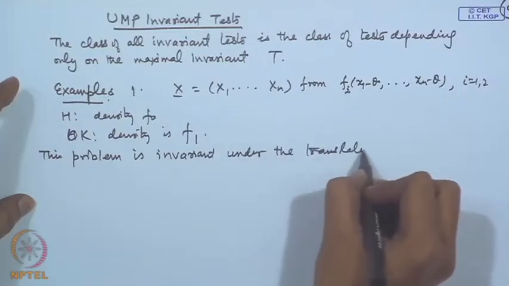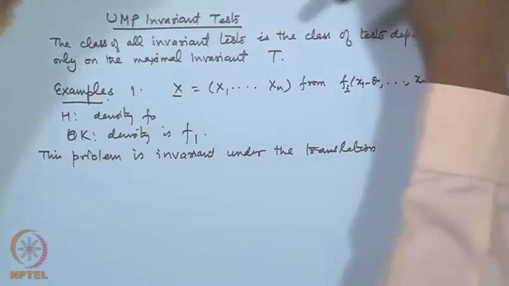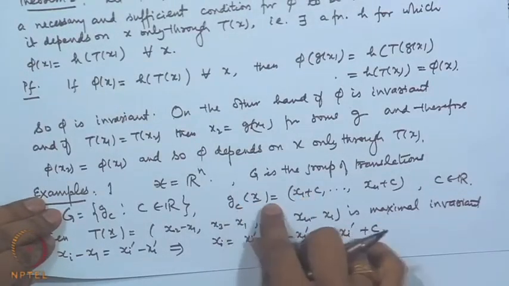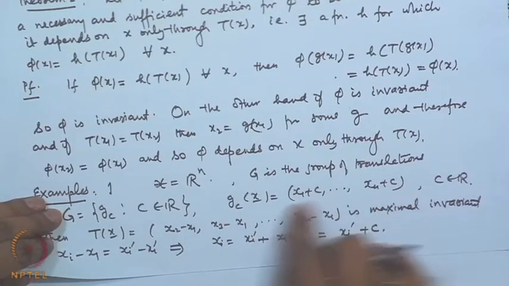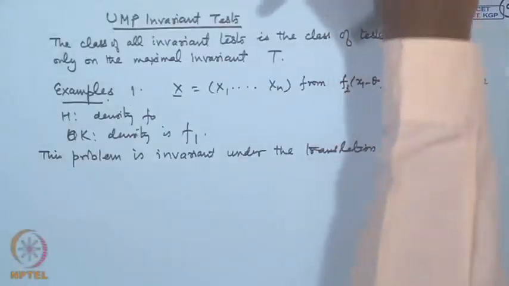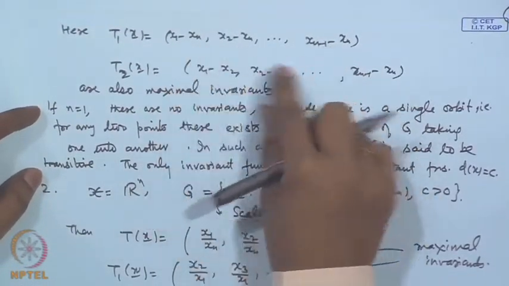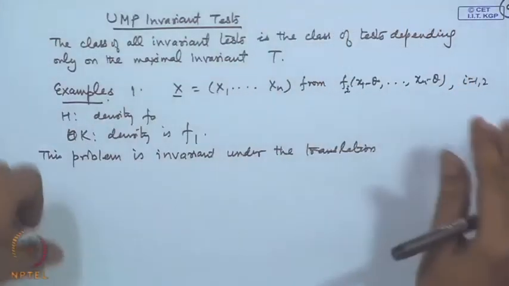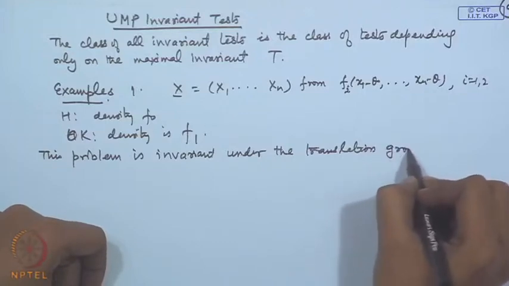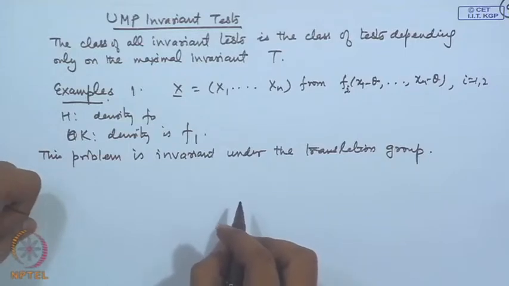You remember the translation group that I introduced just now. The translation group was given by the set of transformations x1 plus c, x2 plus c, ..., xn plus c, and the maximal invariant was also derived as x1 minus xn and so on. So various forms can be considered, or x2 minus x1, x3 minus x1 and so on, under the translation group.